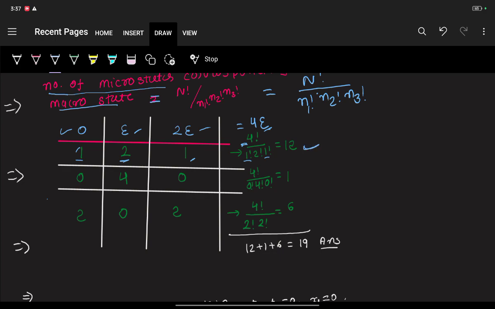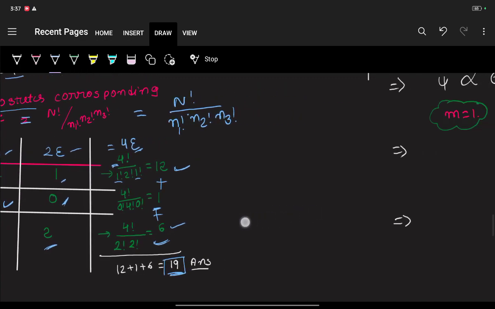Same way, here it is 0, here it is 0. There are 4 particles in energy E, so it will become 1. And in 0 energy there are 2, in E there are none, and in 2E there are 2 particles. So by the expression we will get 6. By adding all these, we will get 19 macrostates. So that will be our answer.